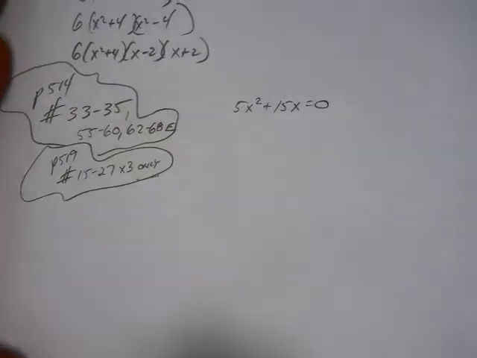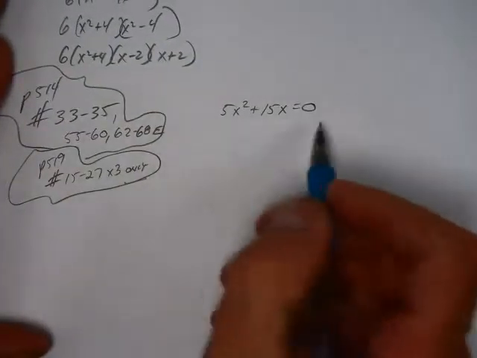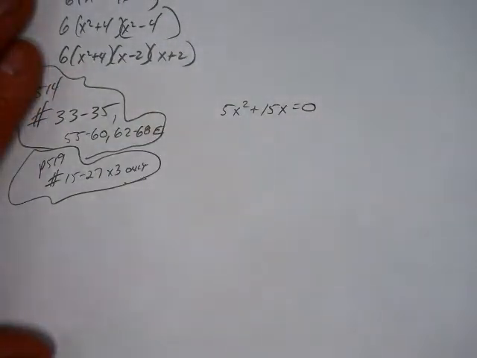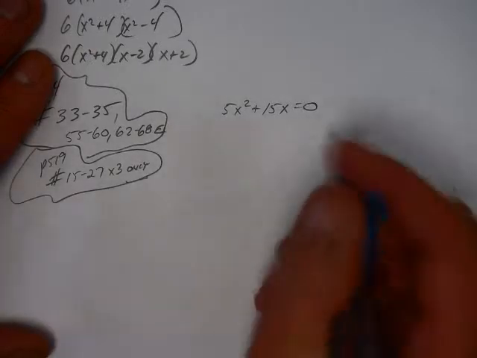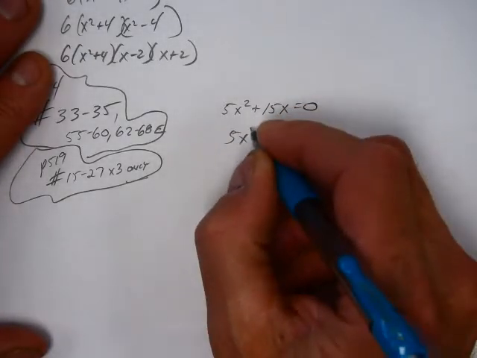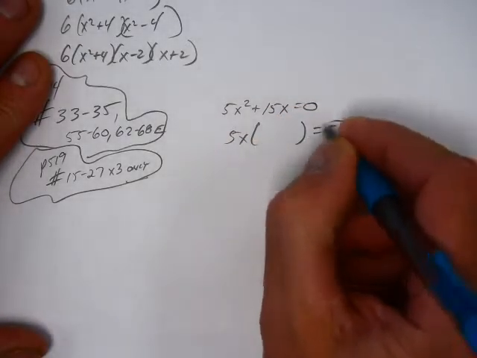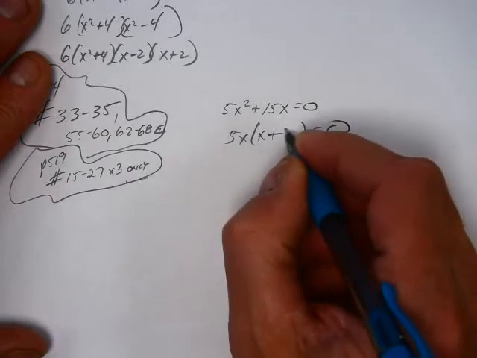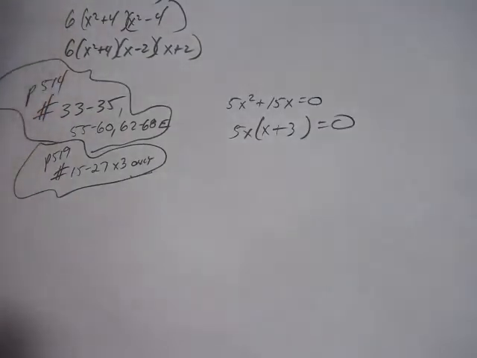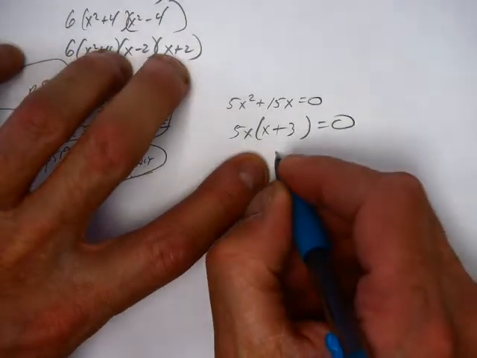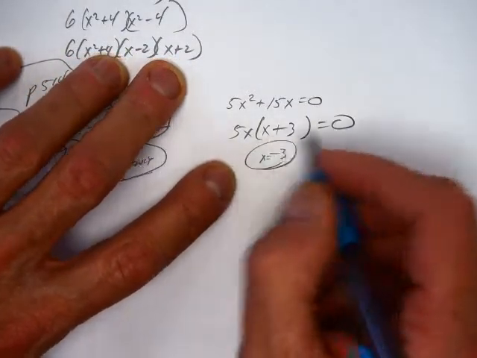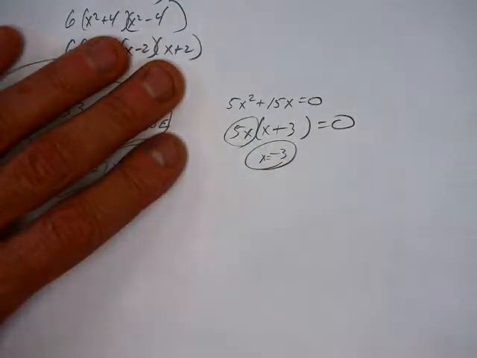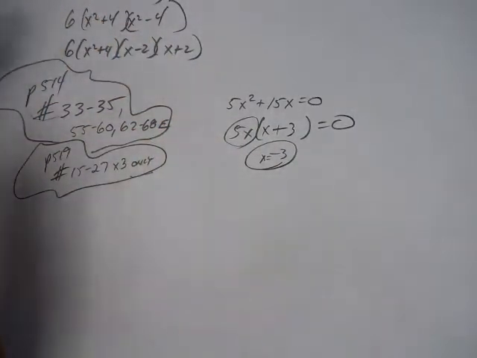Okay, I do want to show you one thing. If I ask you to solve this equation, 5x squared plus 15x equals 0, what would you do first? Take out a 5x. And if I take out a 5x, I'm left with x plus 3. So now what are my solutions? This one right here obviously is negative 3, because that's what I can plug in to make that part 0. What's my solution from the other part? In other words, what can I plug in to make that part 0?